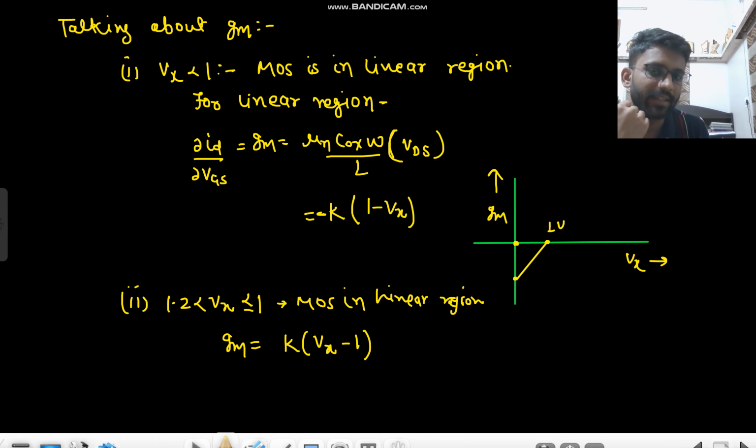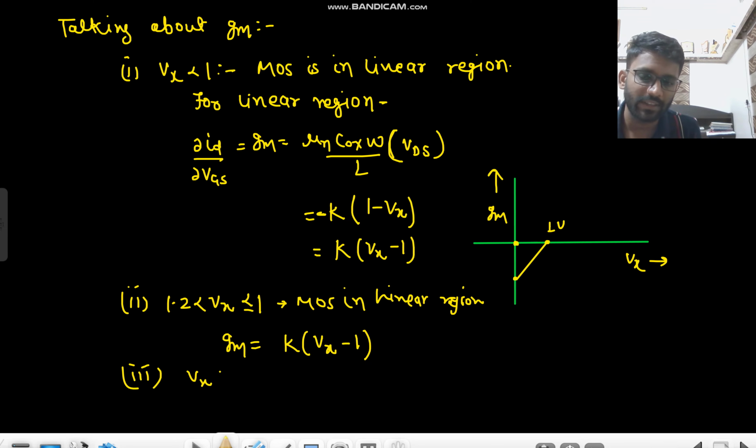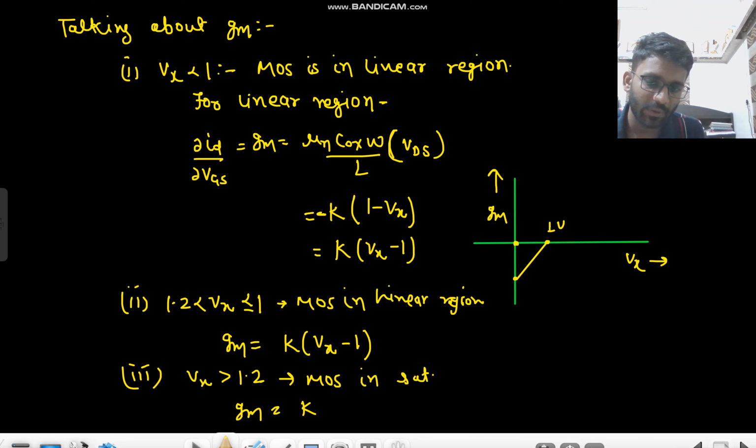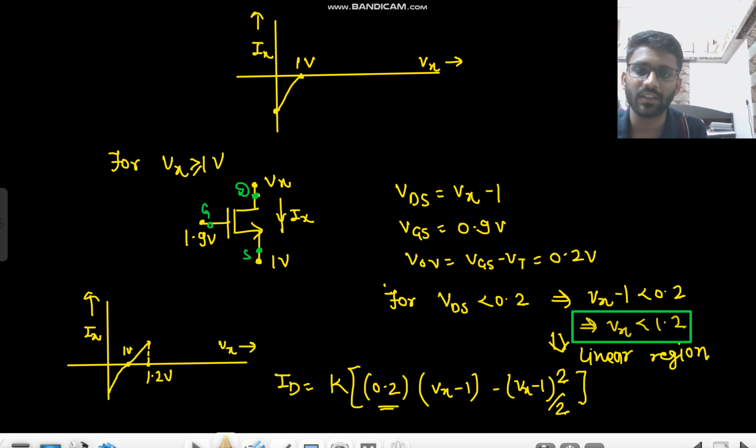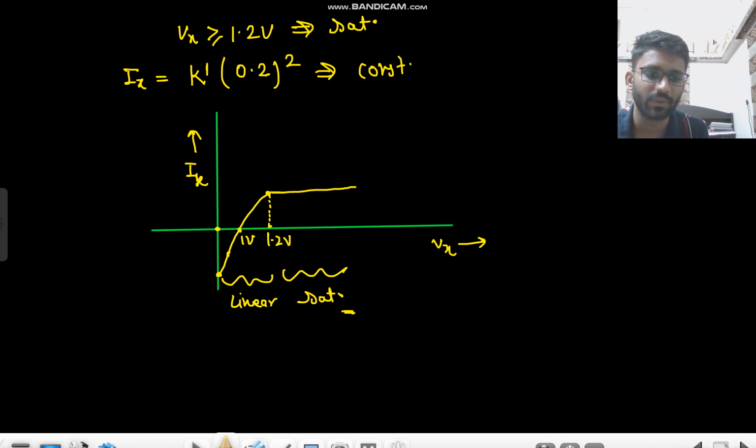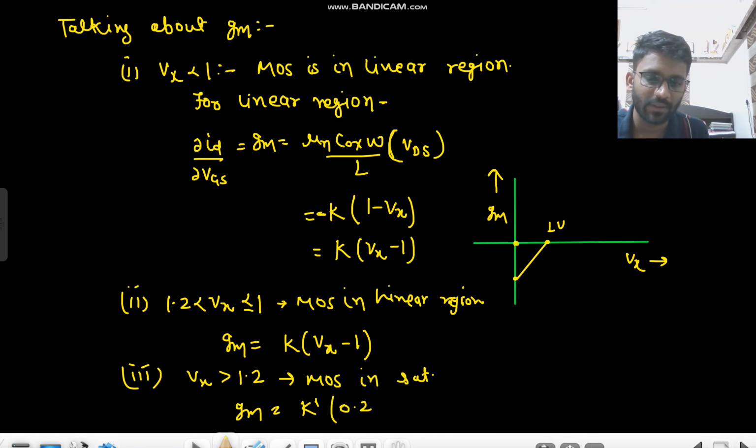Okay, and then this curve will be there. I just made the curve, so it will look like k into Vx minus 1. Again, it will look like k into Vx minus 1 only. And in third condition, Vx greater than 1.2, MOS goes in saturation. And for saturation, what is Gm? Some constant into VGS minus VT. For third condition, what is VGS minus VT? V overdrive, that is 0.2. So this is the constant.